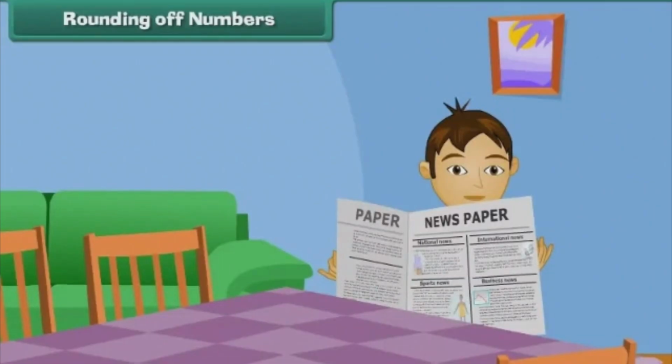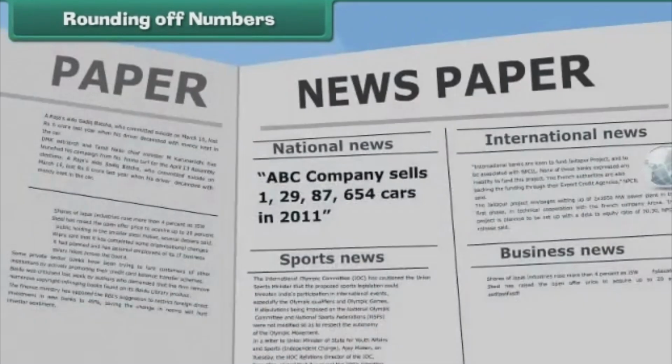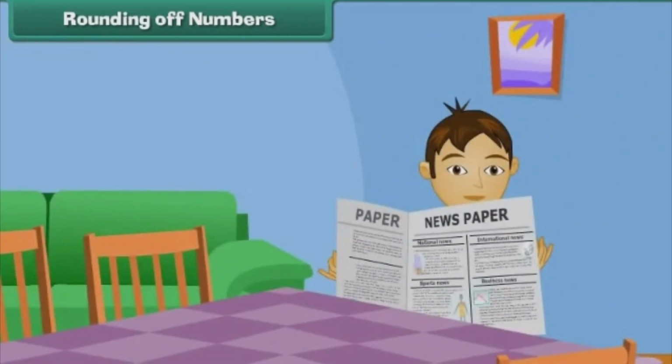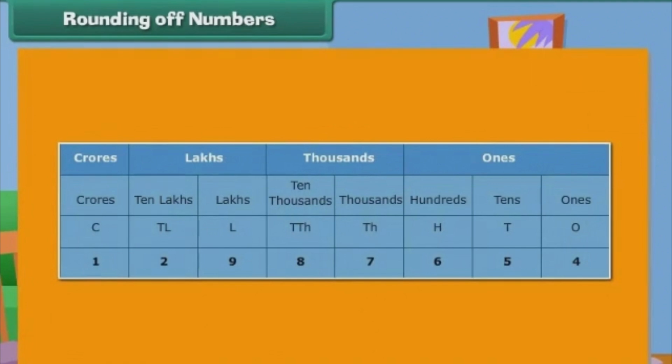Rounding off numbers. Ratan comes across the following headlines in a newspaper. ABC company sells 1,29,87,654 cars in 2011. Ratan wonders if the figure can be simplified and made easy to read. Yes, we can make the figure easy to read by rounding it off. Let us see how.